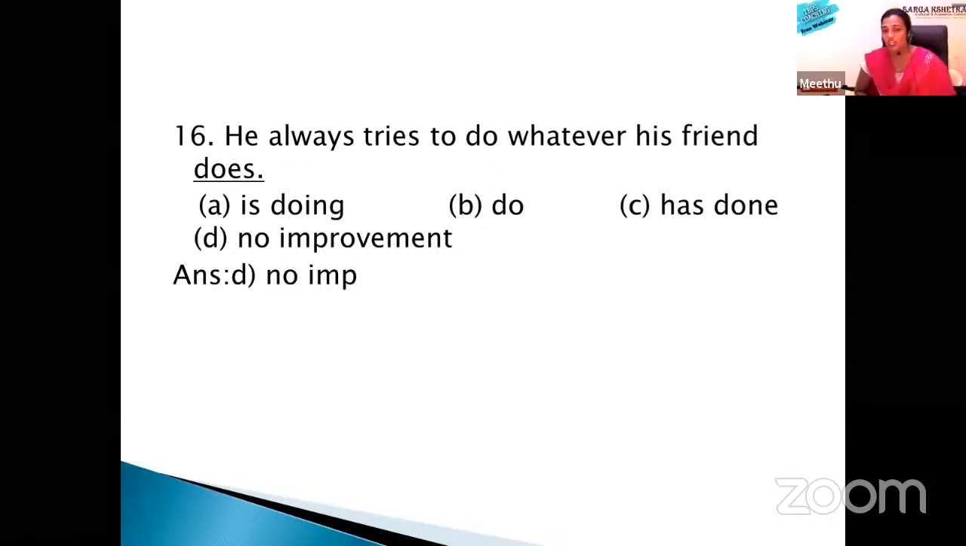No, he always tries to do, because always is in simple tense. It is something that should be expressed as a habit. So whenever you express a habit, it should be in simple present tense. He always tries to do whatever his friend does. It is not present continuous, the ing form. Option A is wrong.